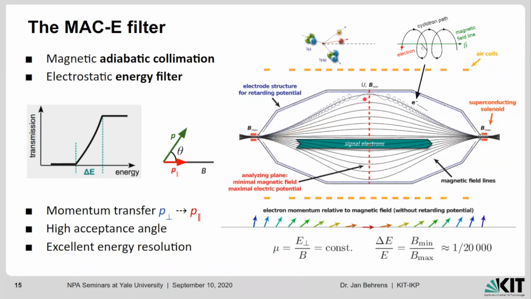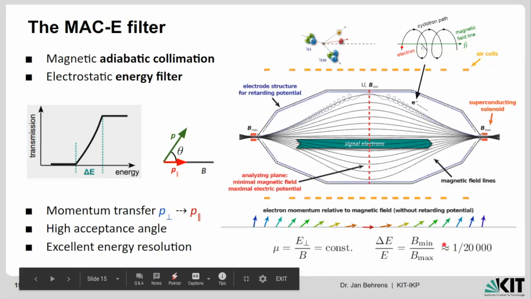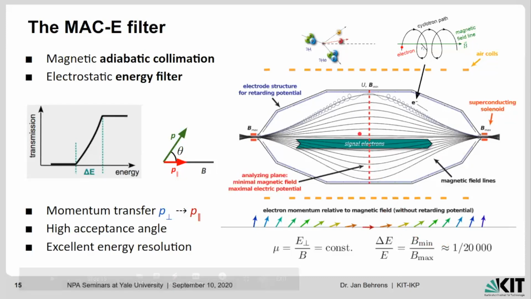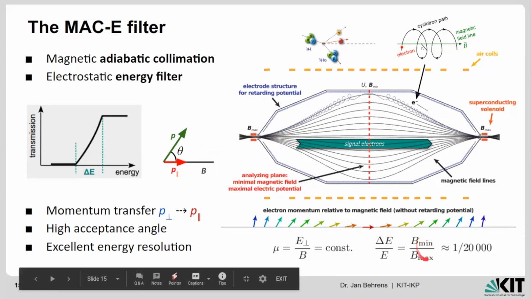And this means that at the analyzing plane, where we have the retarding potential, almost all of the kinetic energy of the decay is available to overcome the retarding potential, even if the electron was emitted with an angle to the field line. And of course, this is not perfect because the magnetic field ratio can't be infinite or 0. And so this is the reason why we have this energy resolution, which is typically on the order of 1 eV, because this is determined by the magnetic field ratio.